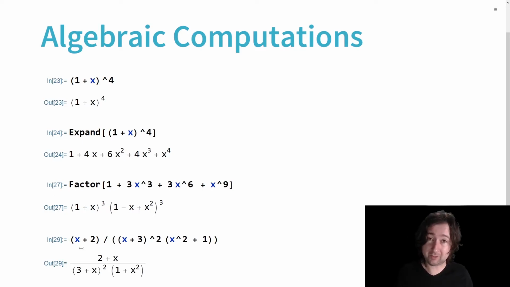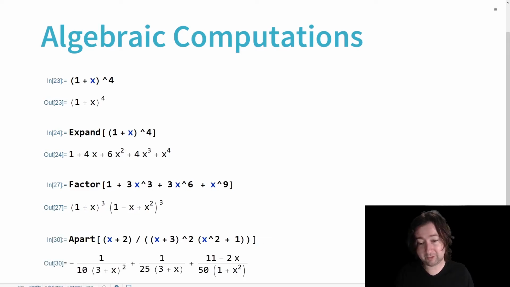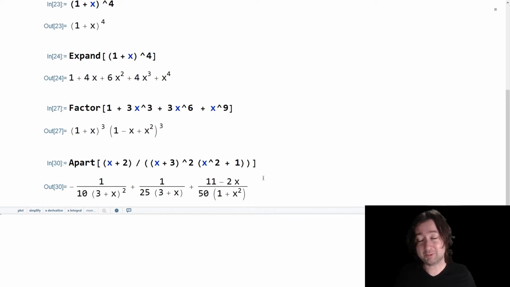I've actually used this quite a bit because I've taught a lot of these classes. One of the nicest things you can do with a rational expression like this is use the Mathematica command Apart. What Apart will do is give you the partial fraction decomposition of what you started with. And that's a beautiful thing, the sort of thing that calculus students wish they had access to.